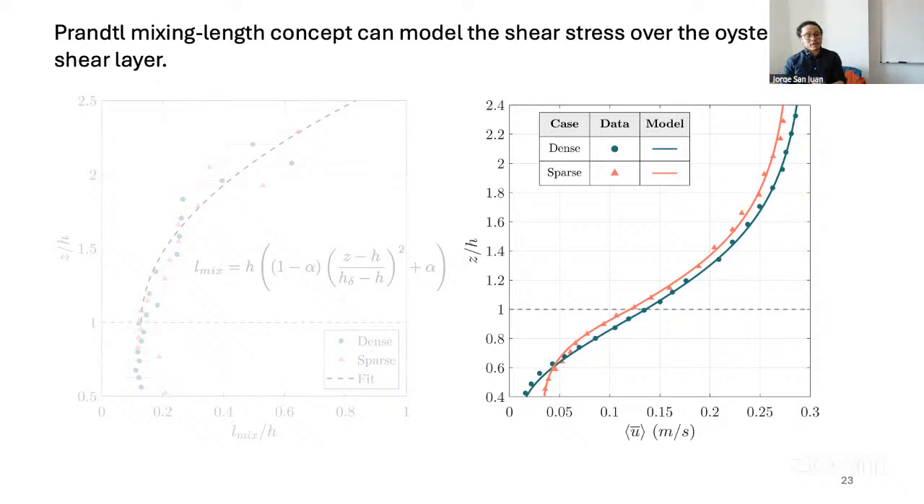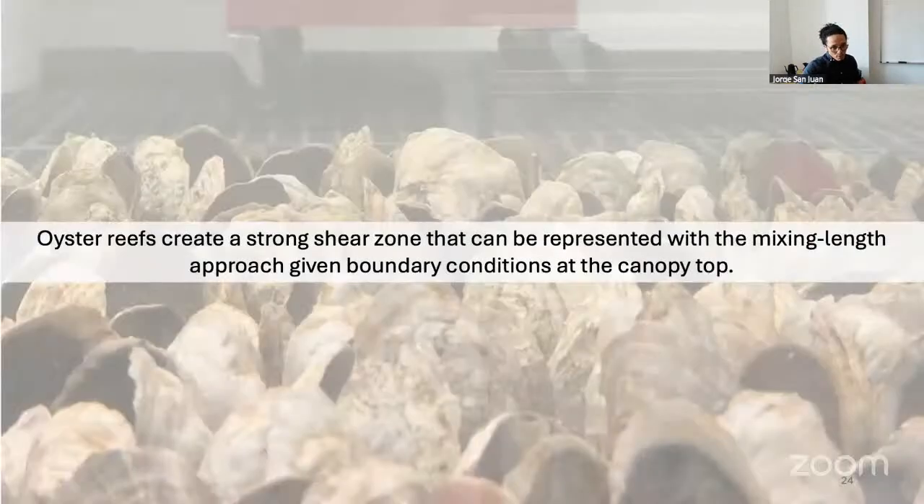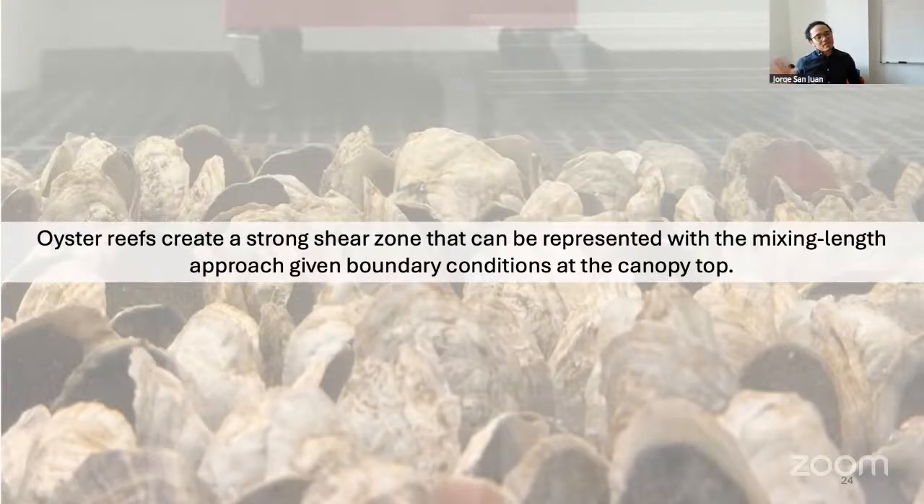So in this case, we're still implementing a mixing length approach that can give us a solution for a velocity profile. At the end, we can think that the oyster reefs create a strong shear zone and can be represented with this mixing length. But the spatial variability, given the boundary condition of the canopy top, is not necessarily captured through this model.